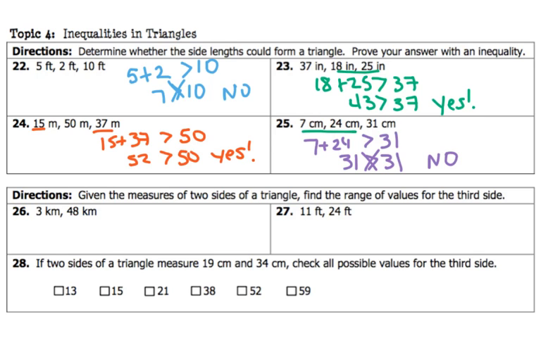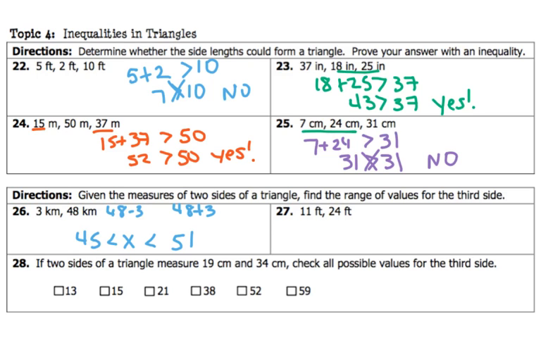Alright, given the measures of the 2 sides, find the ranges for the 3rd side. If you recall, we're going to find our range. We subtract, so 48 minus 3 is 45, and x will have to be greater than that. Then we add 48 plus 3, which is 51. So x will have to be less than 51, but greater than 45.